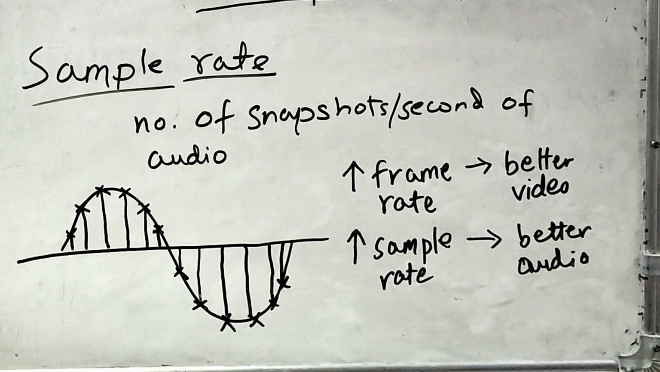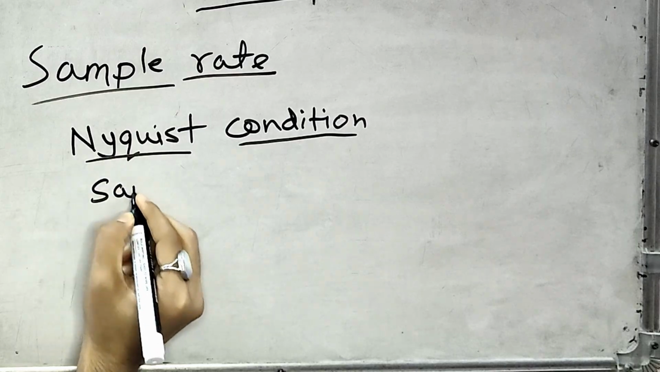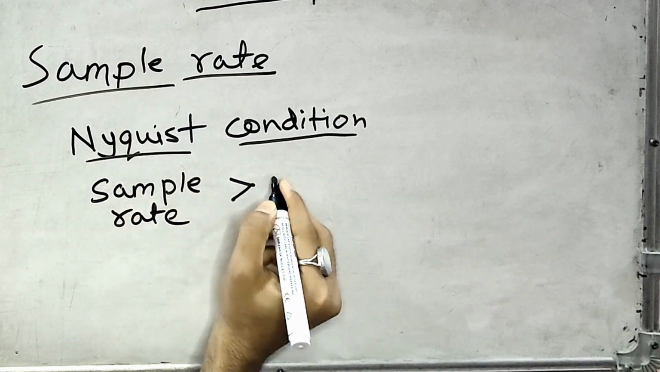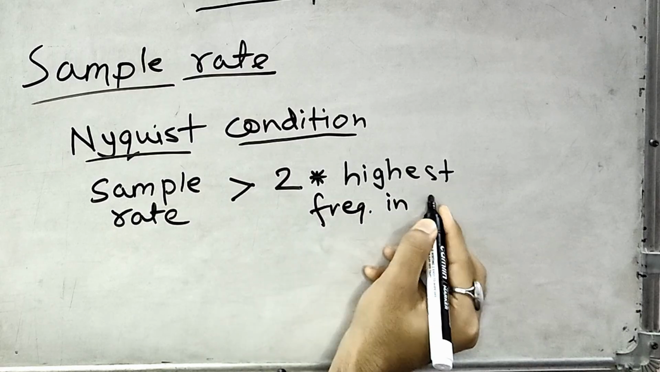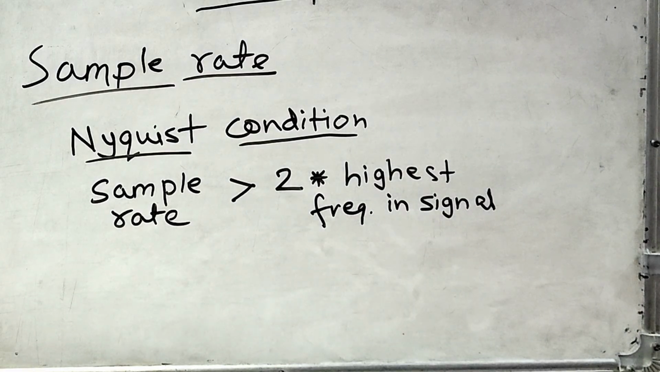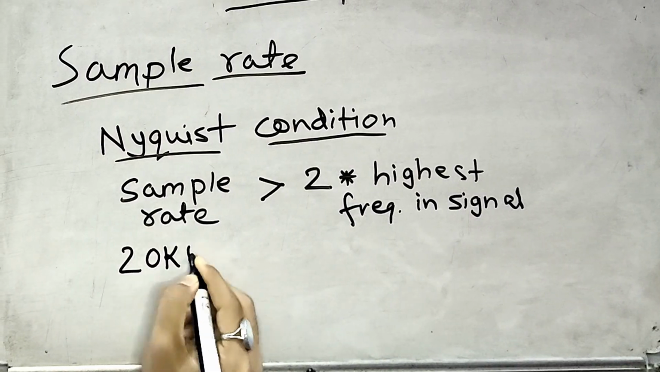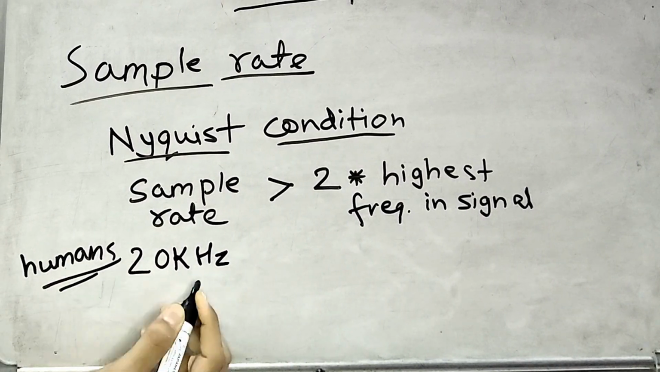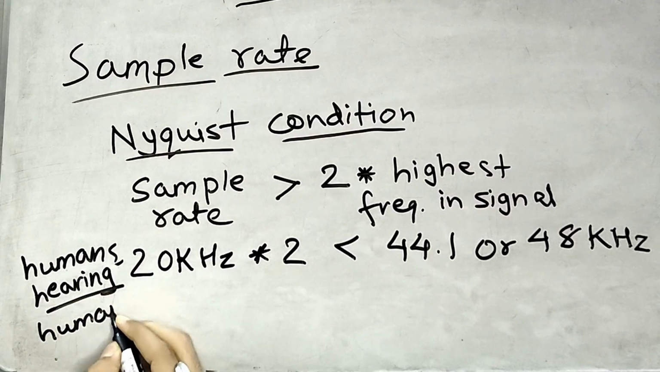To accurately reconstruct an analog signal, you must sample at least twice the highest frequency present in the signal. This minimum required sampling frequency is known as the Nyquist rate. The upper limit of human hearing is around 20 kHz. So to capture everything humans can hear, a 44.1 or 48 kHz sample rate satisfies the Nyquist requirement.